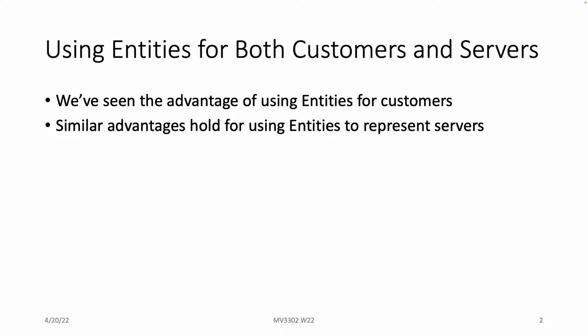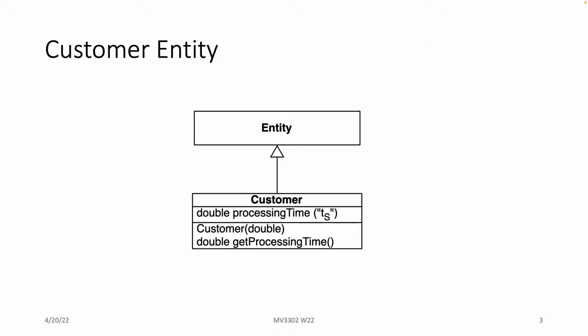So again, if we want to represent our servers as entities, then there's a similar advantage. So what does that look like? Now we've already seen that there actually is a significant advantage to taking our processing times for our customers and putting them into the customer entity. So a basic customer entity carries along its processing time. In the reneging model, it was also called a customer there, and it carried along the processing time as well as the renege time.